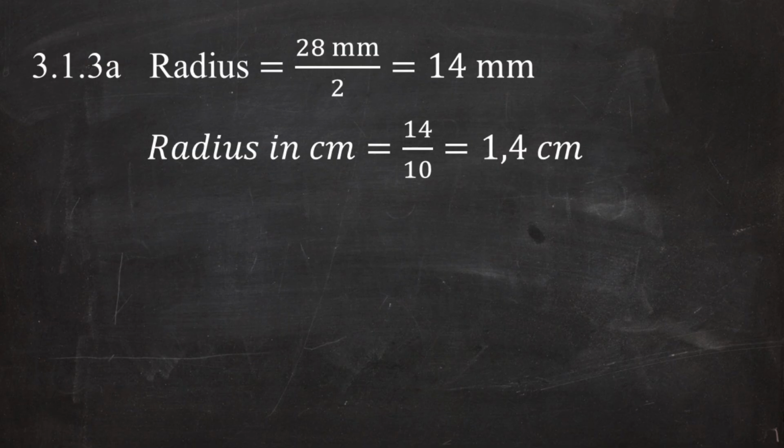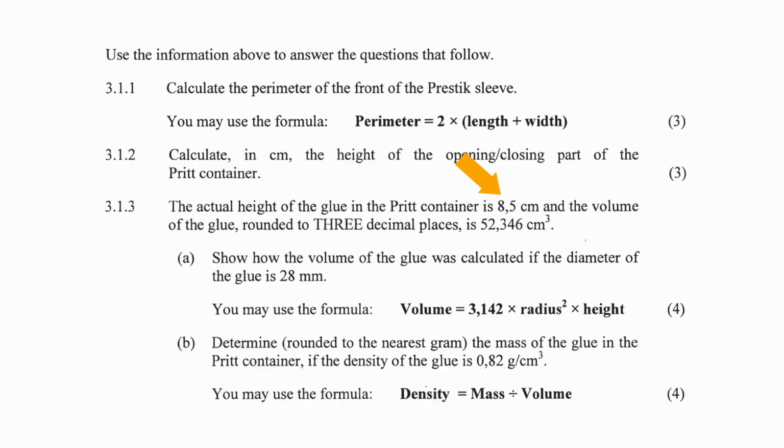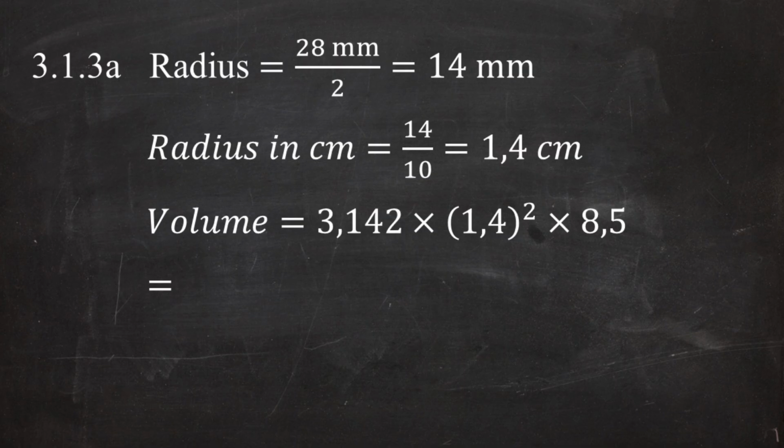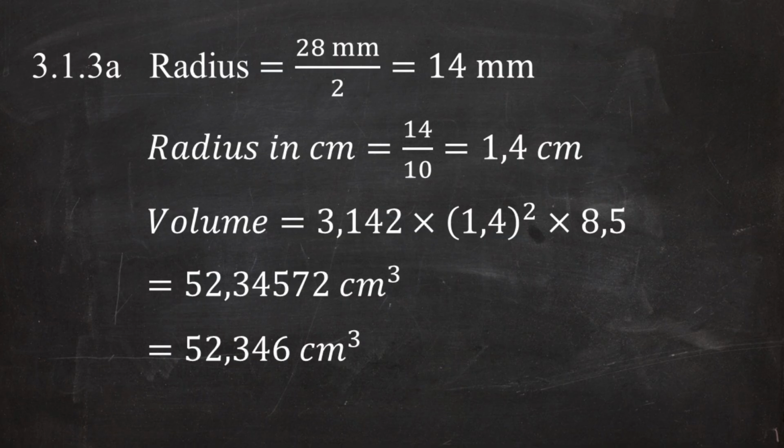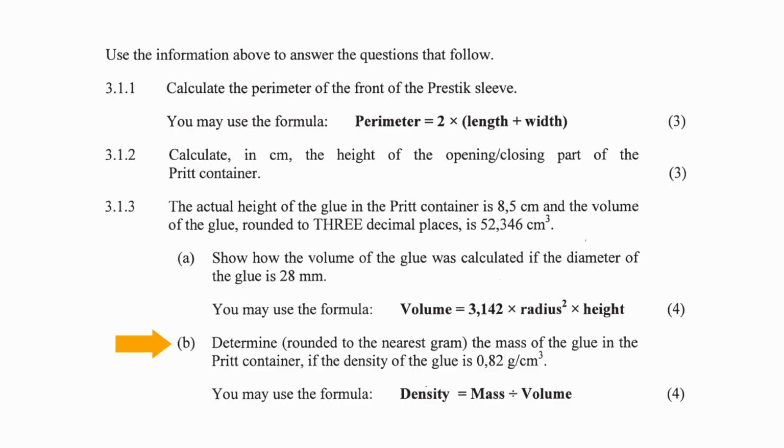Now substituting the radius of 1.4 centimeters and the height of the Prit container of 8.5 centimeters into the given volumetric formula, and then simplifying the equation will give us the volume of 52.34572 cubic centimeters. Rounding this value to 3 decimal places will give us a volume of 52.346 cubic centimeters.